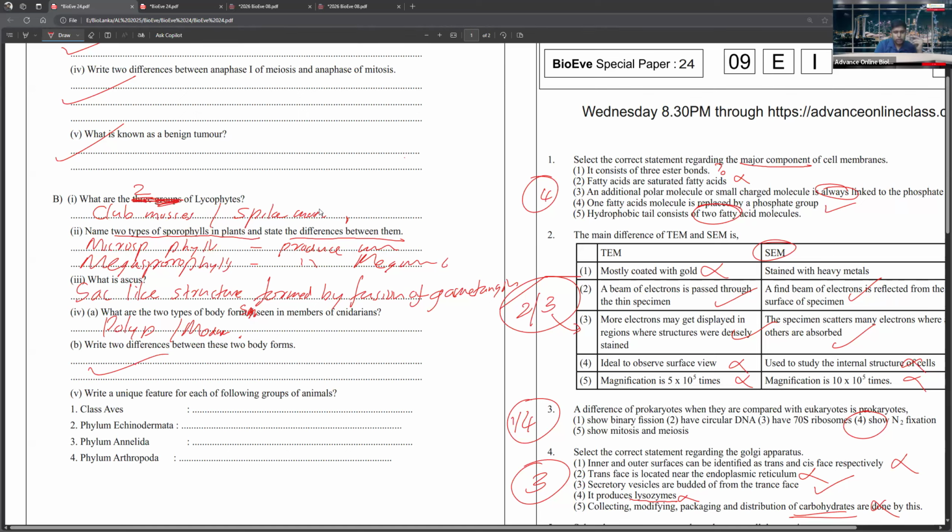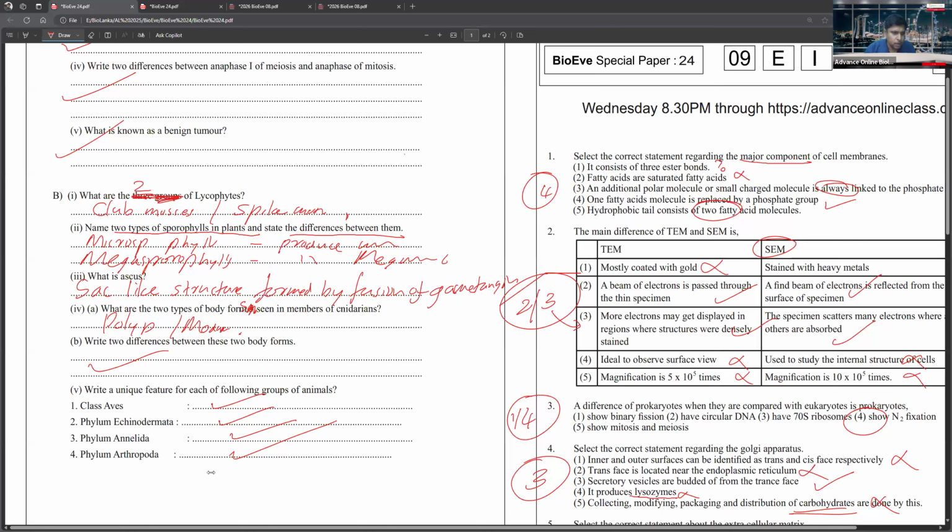Next one, unique feature. Class Aves, keratinized feathers. Phylum Echinodermata, water vascular system. Phylum Annelida, you can take parapodia and setae. Phylum Arthropoda, chitinous exoskeleton.